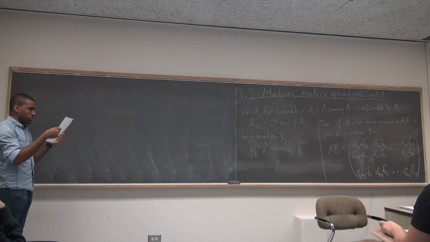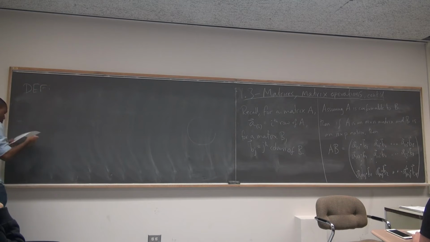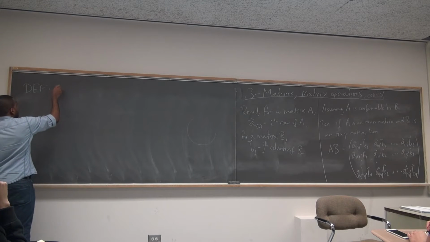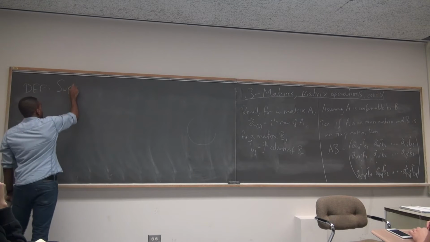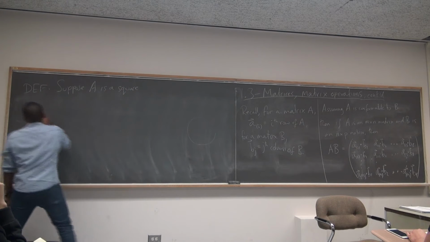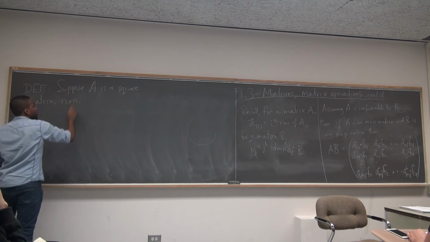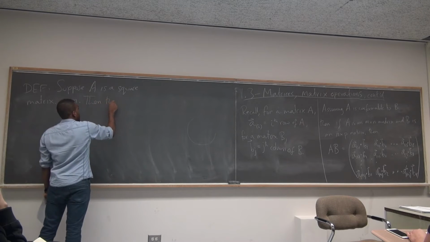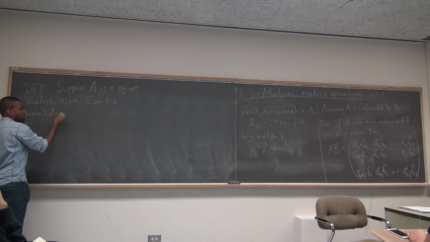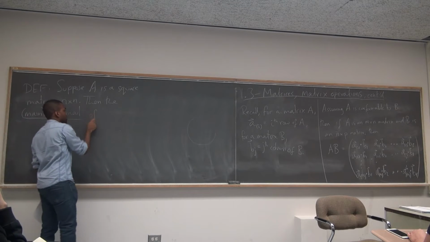I told you guys what a square matrix was already, right? Okay. So another definition. Suppose A is a square matrix. Let's call it n by n. Then the main diagonal of A, which is sometimes just called the diagonal, and you'll know I'm talking about the main diagonal.